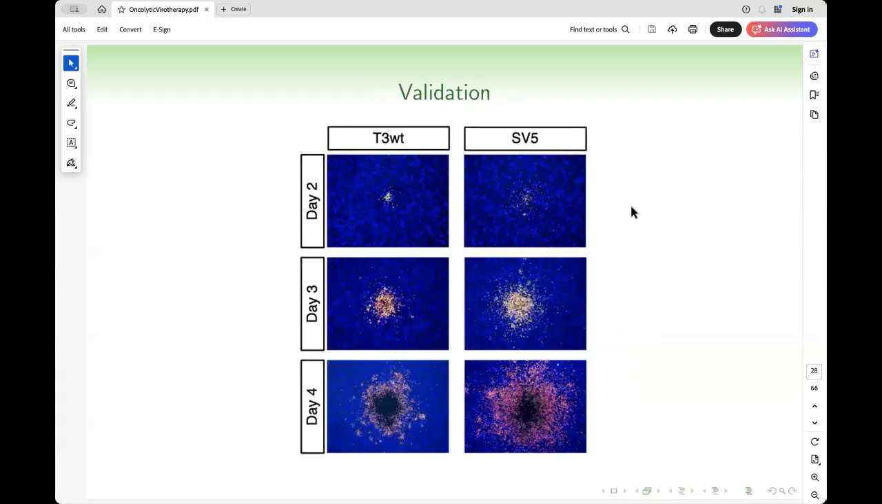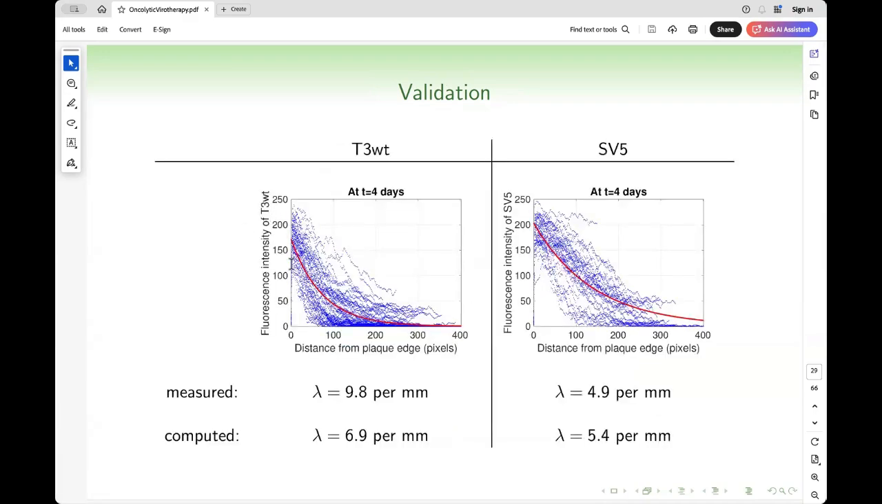Now, for the validation, we go back to take other experiments which we have not used so far. And from these experiments, we can measure the decay rate at the front of the wave, like here. Blue are the data and red is our traveling wave solution. And we can estimate the decay rates. Measured, we get 9.8 and computed 6.9, or here 4.9 and 5.4. So again, in biological terms, this is super close, and we call this then confirmed.